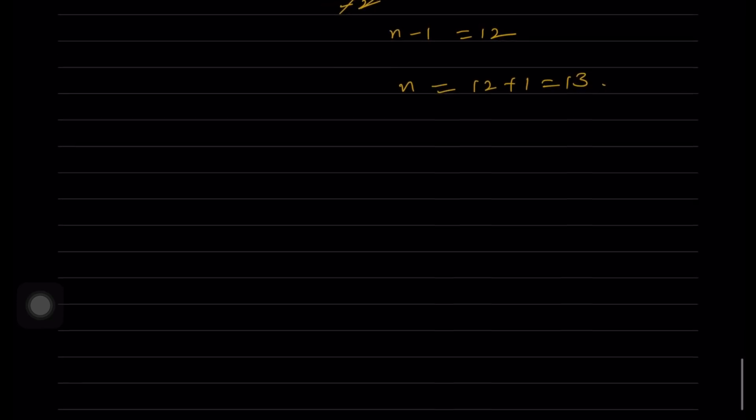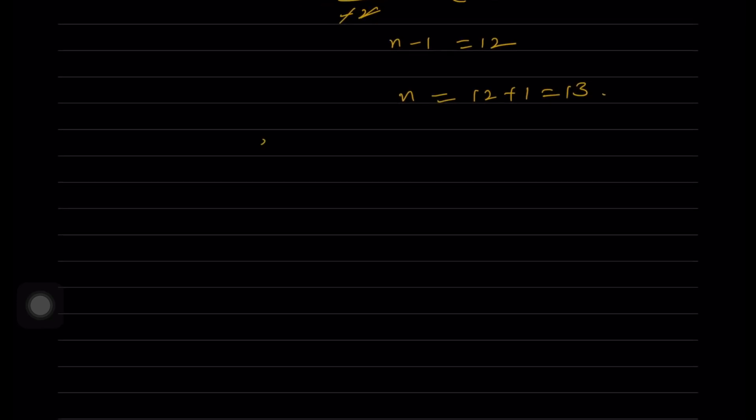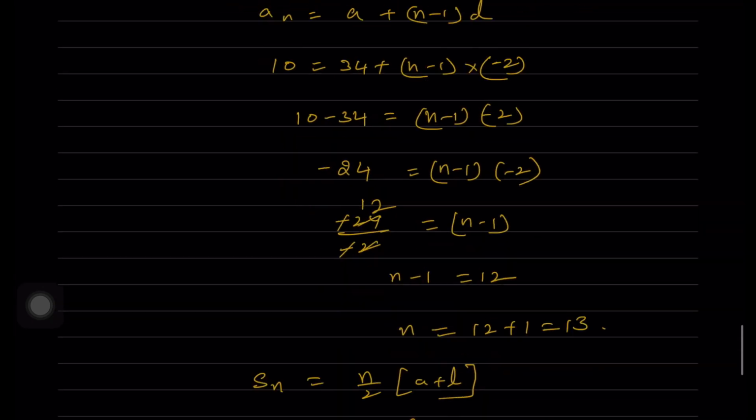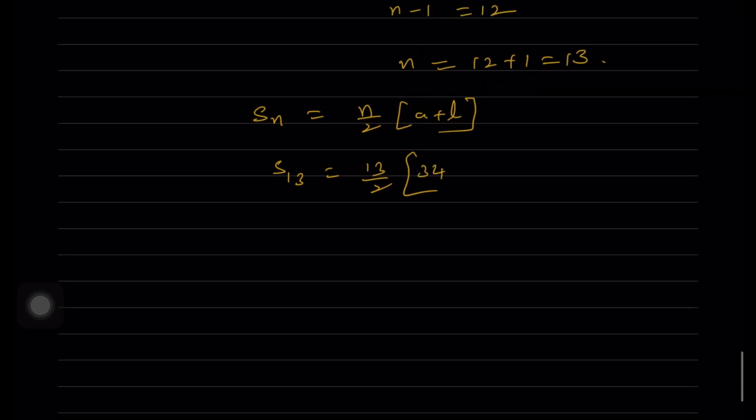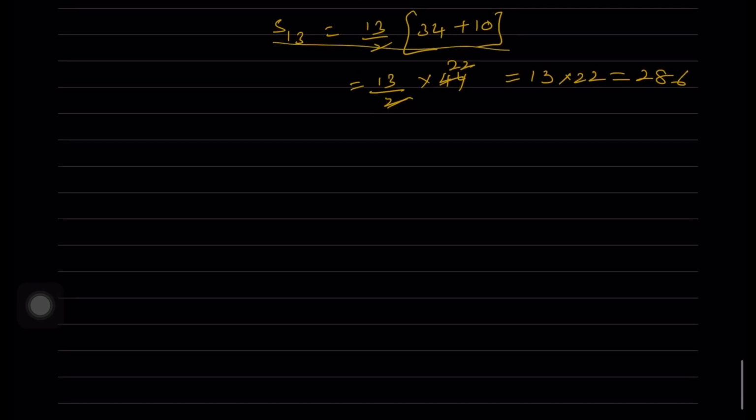So now we can find the sum of these 13 terms. That is Sn is equal to n/2 into (a plus l). So S13 is equal to 13/2 into (a is 34 plus l is 10). So this is equal to 13/2 into 44, which becomes 13 into 22, which is equal to 286. So this is the sum of 13 terms of the given AP.